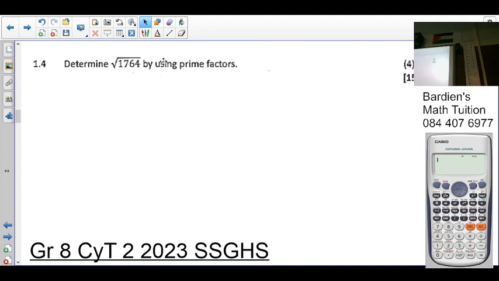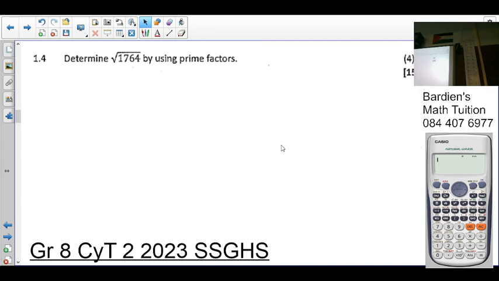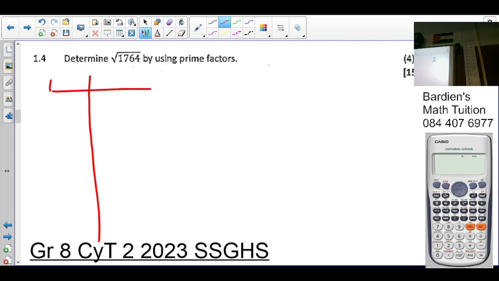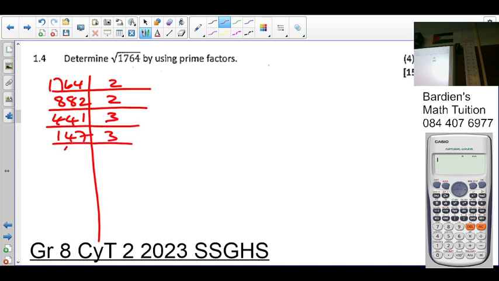Then 1.4 says determine the square root of 1764 by using prime numbers. So 1764, let's break this up quickly. 1764, sorry, 2 goes into that how many times? 882. 2 goes? 441. 3 goes? 147. 3 goes? 49. 7? 7. 7? 1.